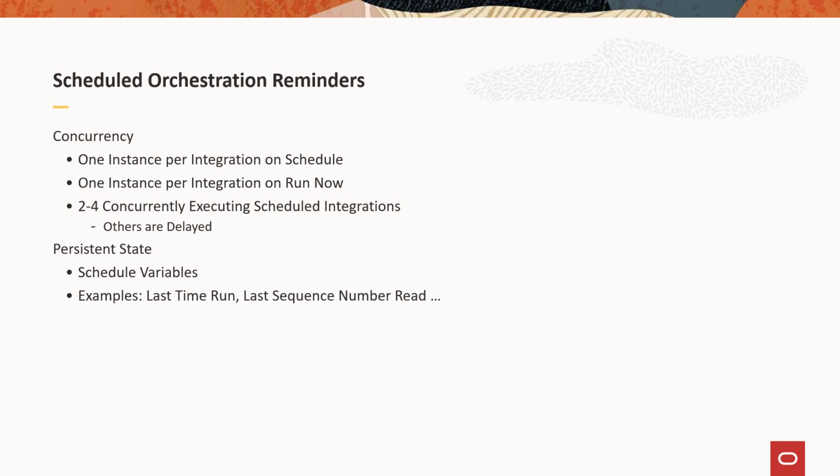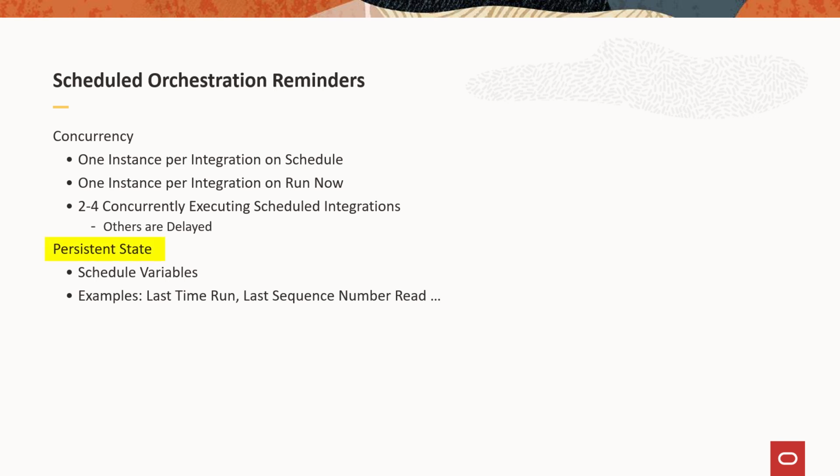So if we have more than that that want to be executed on the schedule, they will be delayed until resources are available. And it's a variable number because we base it on the actual memory and CPU consumption of the OIC instance. Okay, so persistent state.